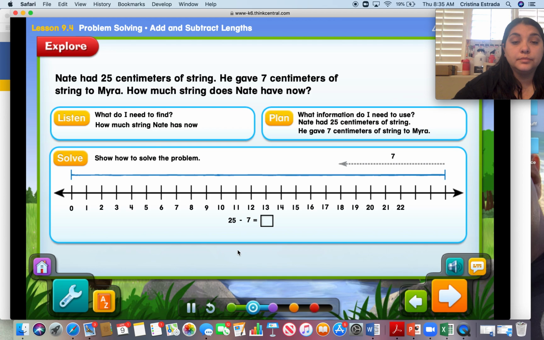Now you're ready to solve the problem. The number below the arrow is the number of centimeters of string Nate has left. Nate has 18 centimeters of string left. The missing number was the difference, 18. This tells you that Nate now has 18 centimeters of string.